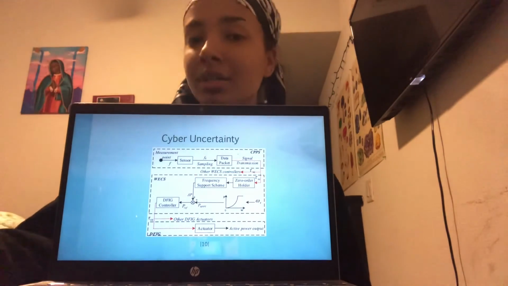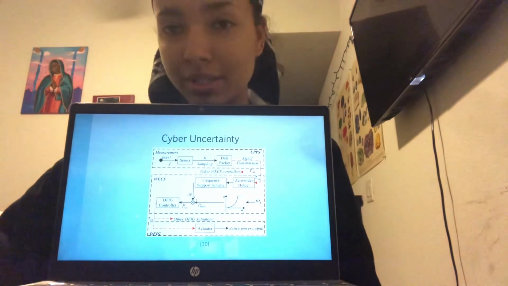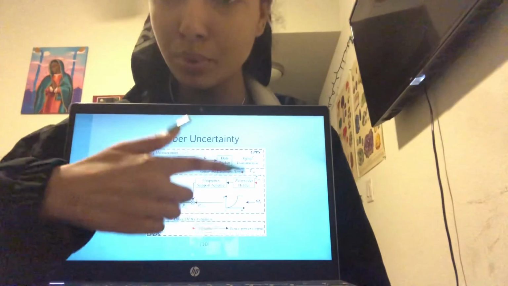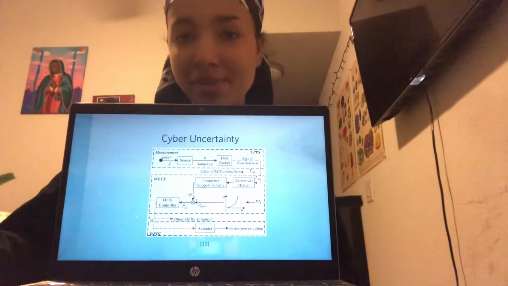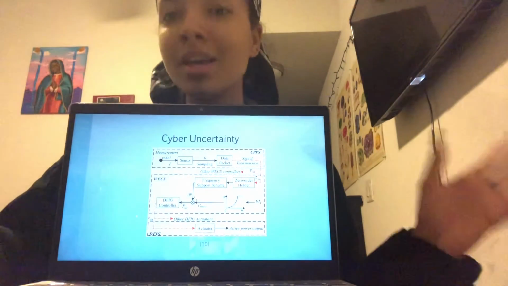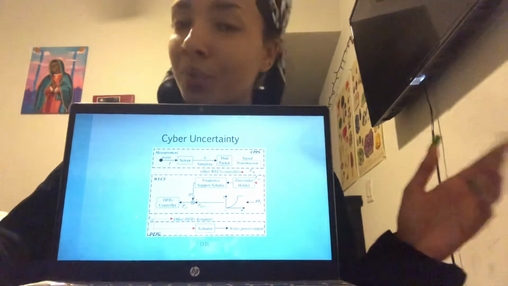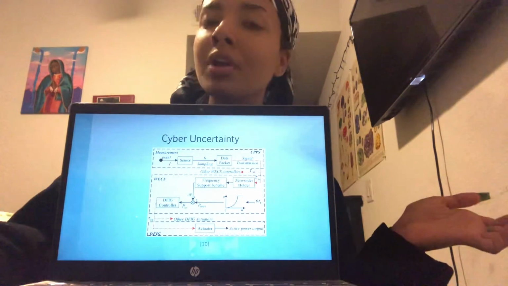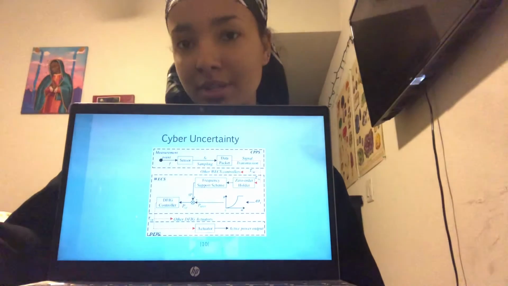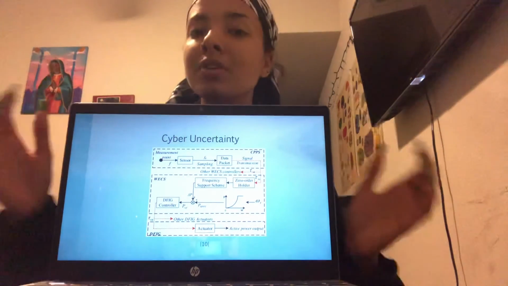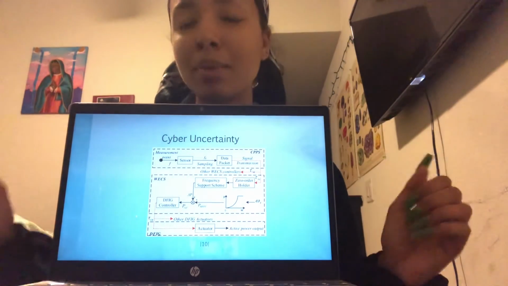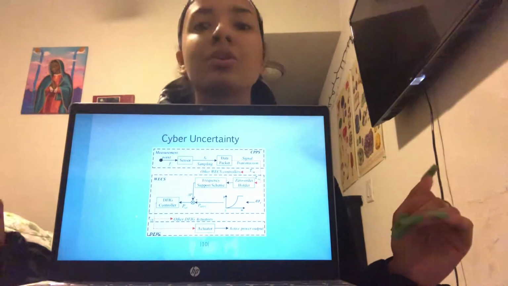It's also important to consider the cyber uncertainty of the system. So this is a sample communication network for a wind farm. As you can tell, it is very complex. So this can lead to things like network delays, which in turn lead to energy loss for the system. And the most effective method to countering cyber uncertainty is going to be a hierarchical solution.